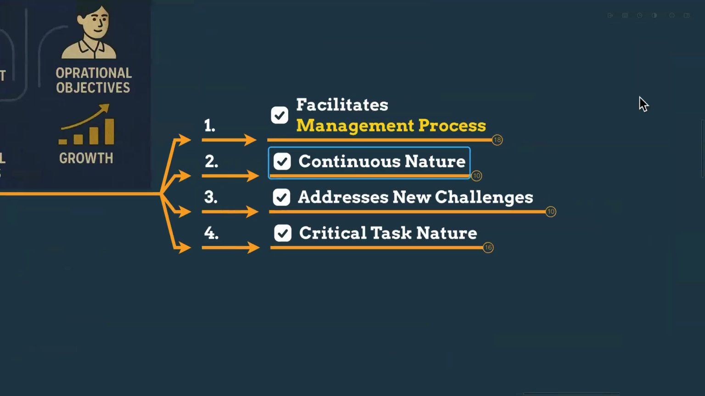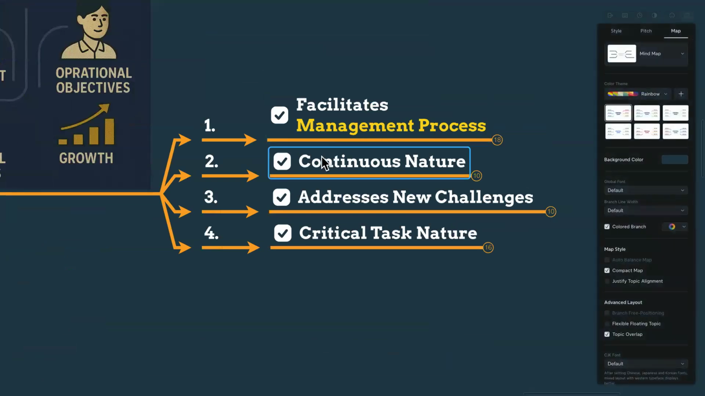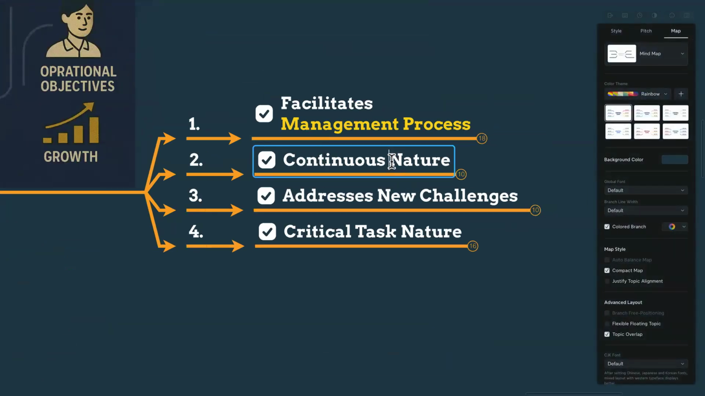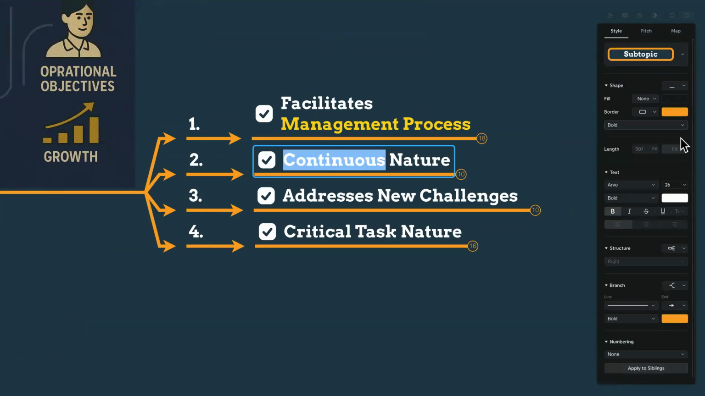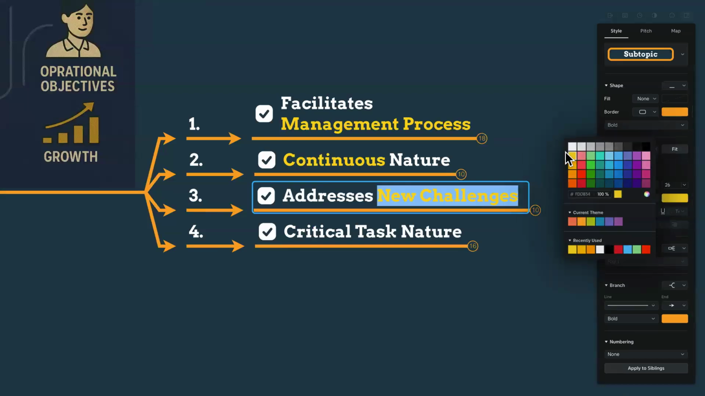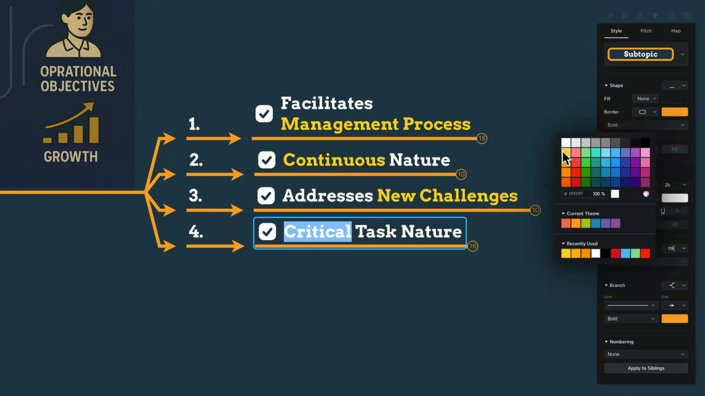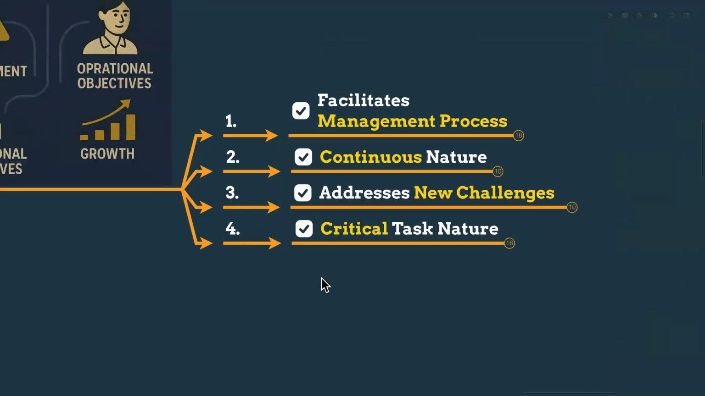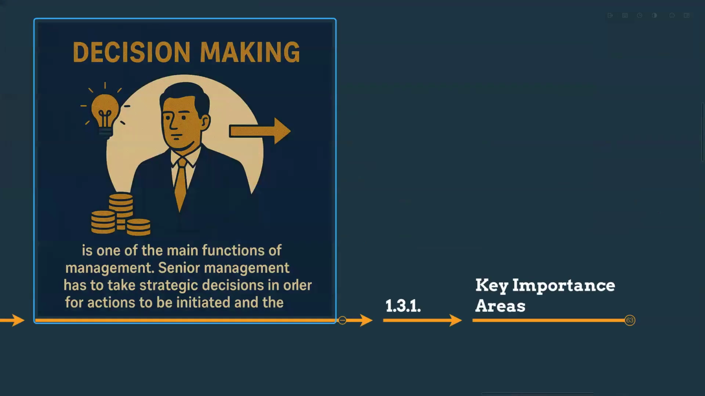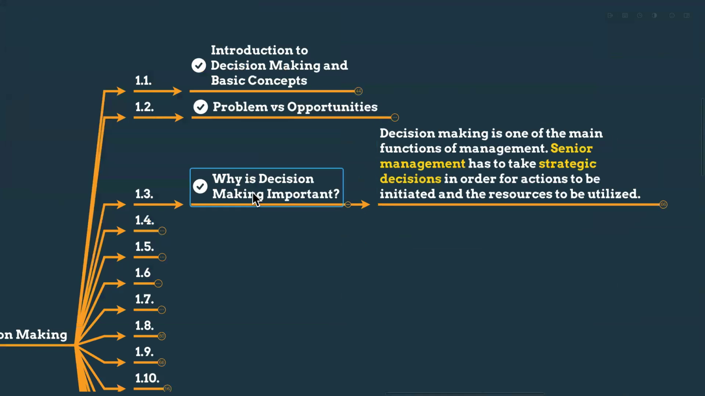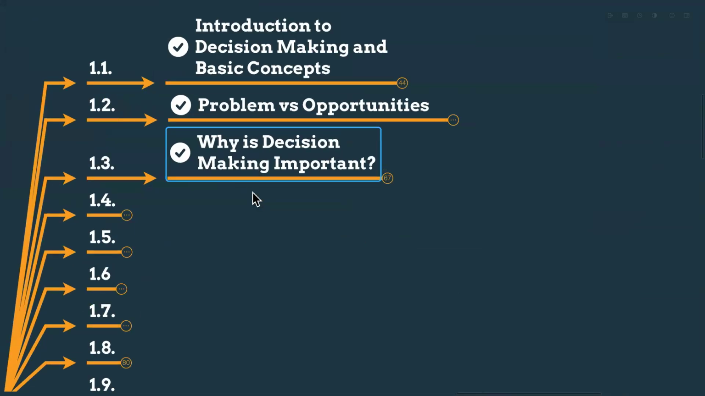It facilitates the entire management process of planning, organizing, leading, and controlling. Especially after planning, decision making comes in. And the nature is continuous. This is not a one-time task. Decision making always addresses new challenges, and only then will we take the decision. As well, it's a very critical task. It will save your business or it will close your business because of your decisions. So this is the key importance, right? This is why decision making is important, right?